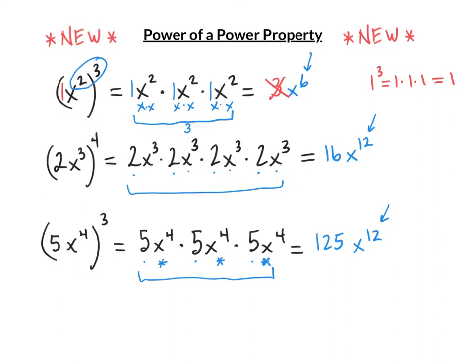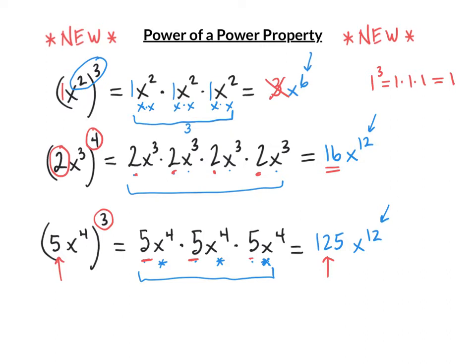Notice that we take 2 right here to the 4th power to get 16. 2 times 2 times 2 times 2. And notice here that we take 5 to the 3rd power, 1, 2, 3, to get 125. So what we do then is take the coefficient to the power and multiply our exponents.